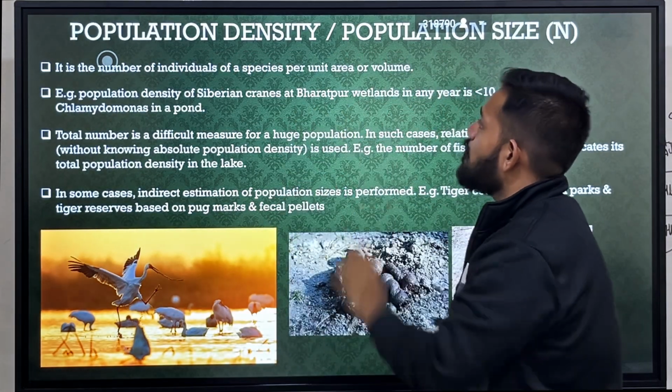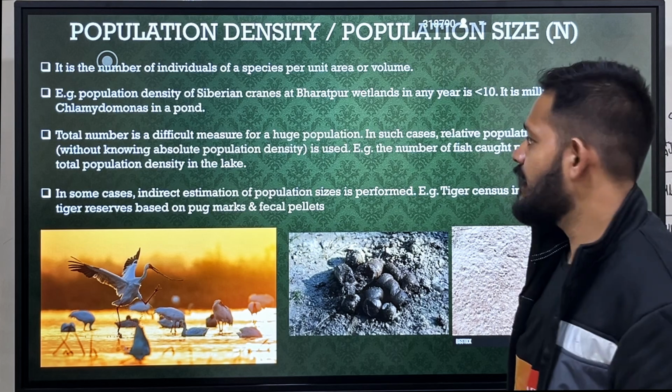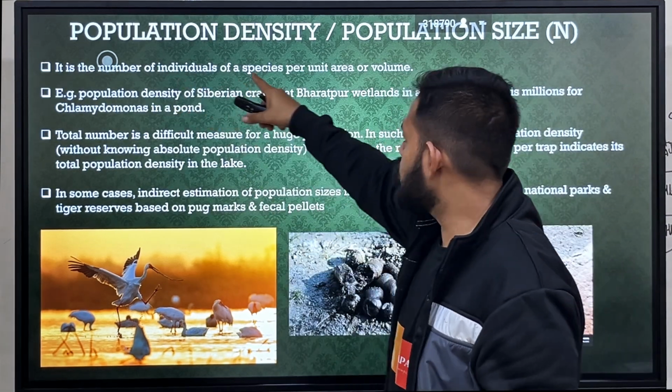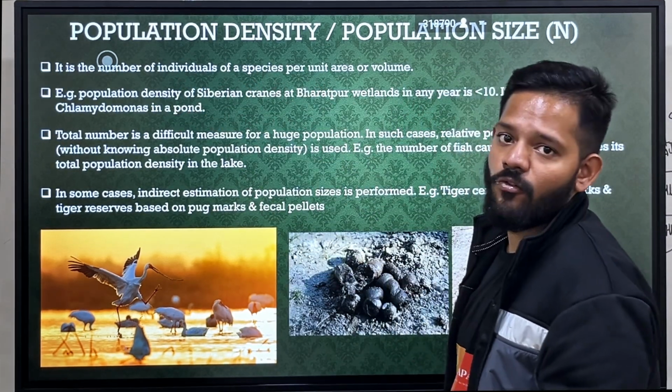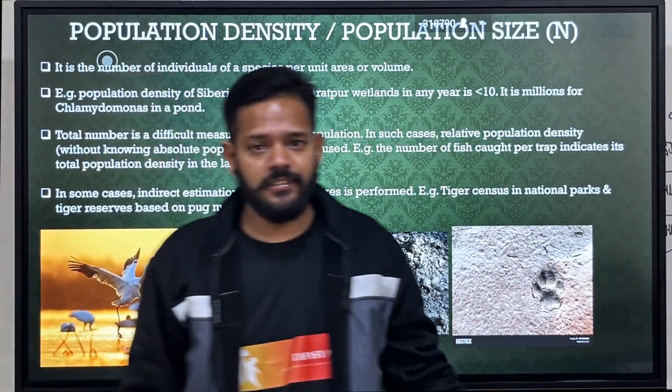Okay, so first we have population density or population size, which is denoted by N. It is the number of individuals of a species per unit area or volume. Area for land, volume for aquatic organisms.